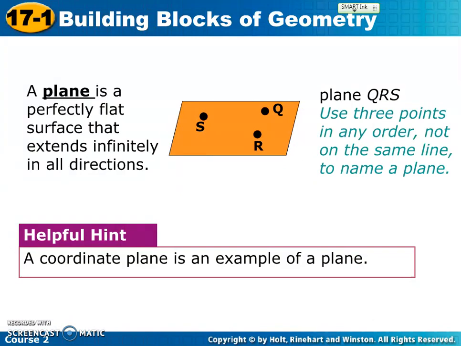To name a plane, we actually write the word plane. So you will need to write plane, and then you use 3 points from the plane. And you notice underneath here it says 3 points in any order that are not on the same line to name the plane. So any 3 points that are in this picture in any order, make sure you capitalize them with the word plane in front, and now you have just identified a plane.